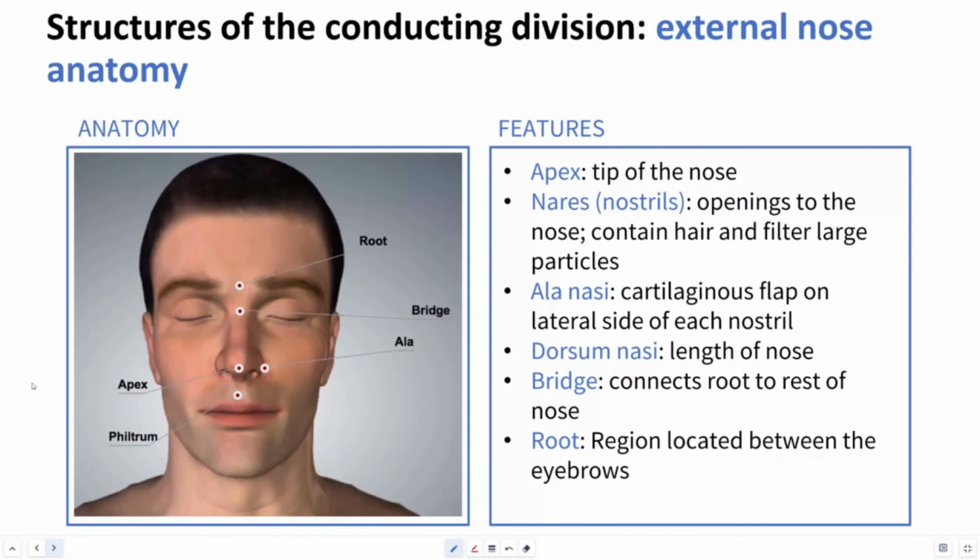The structures of the upper respiratory tract. This includes the nose, nasal cavity, paranasal sinuses, pharynx, and the larynx that functions in conducting air to and from the lungs. The apex is the tip of the nose. The nares or nostrils open to the nose, containing air and filters large particles.